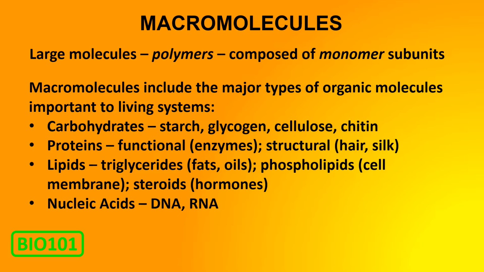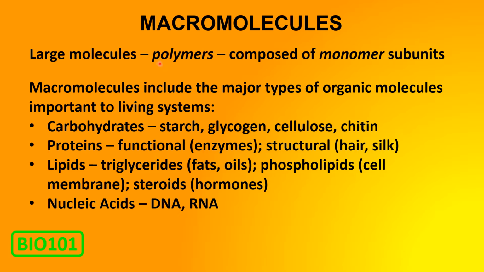A polymer is a long chain of individual links, and those links, in the case of macromolecules or molecules, are called monomers. Mono means one, so a monomer is a subunit. If you have many of these monomer subunits, they're like the individual links in a chain. You put them all together and you have a polymer.